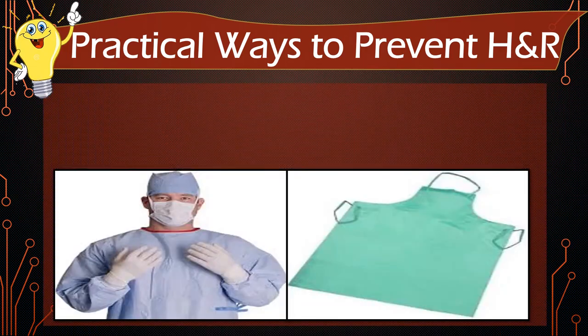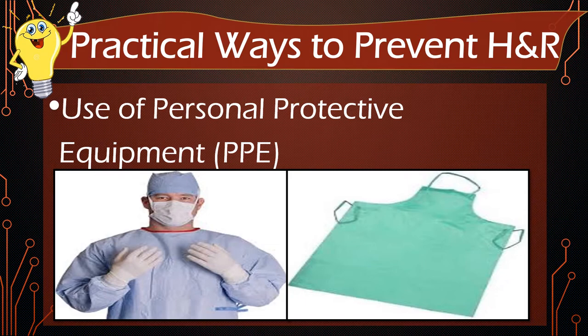Use of personal protective equipment or PPE. Examples: surgical gown. Your surgical gown should be long enough to cover your clothing. Remember, a wet gown is considered contaminated. Another example is surgical apron. This is used if gown isn't available.